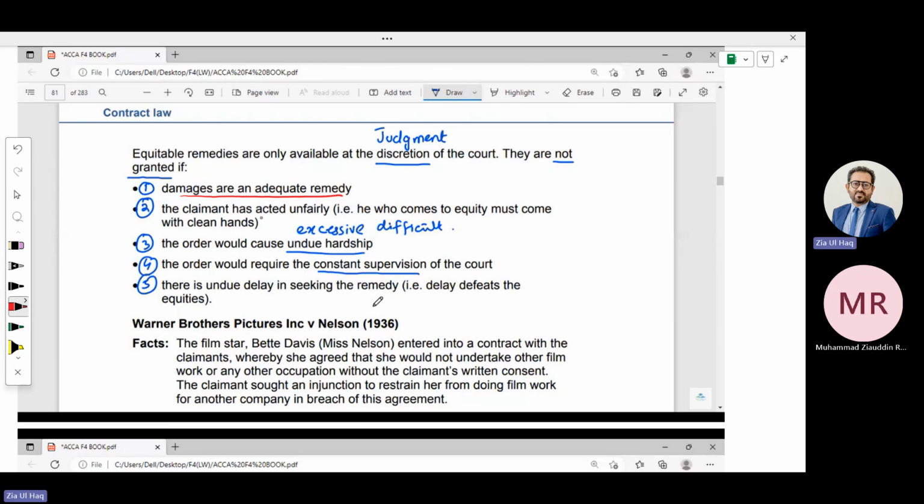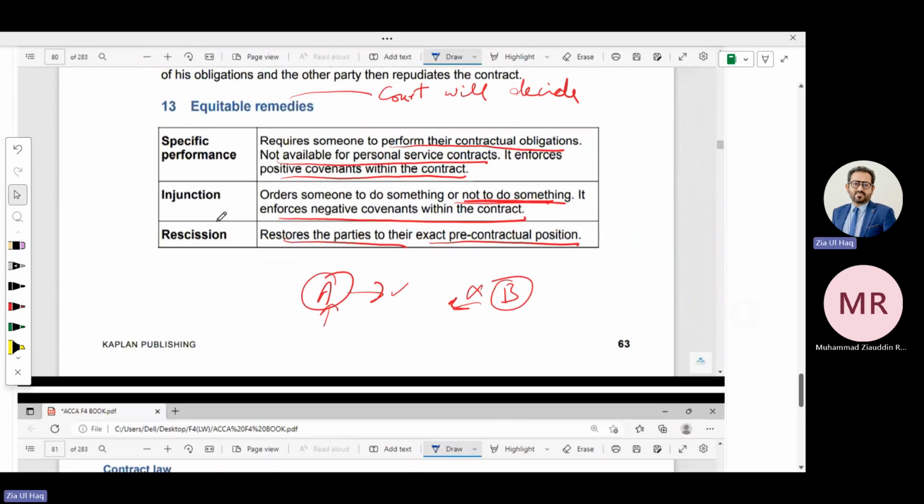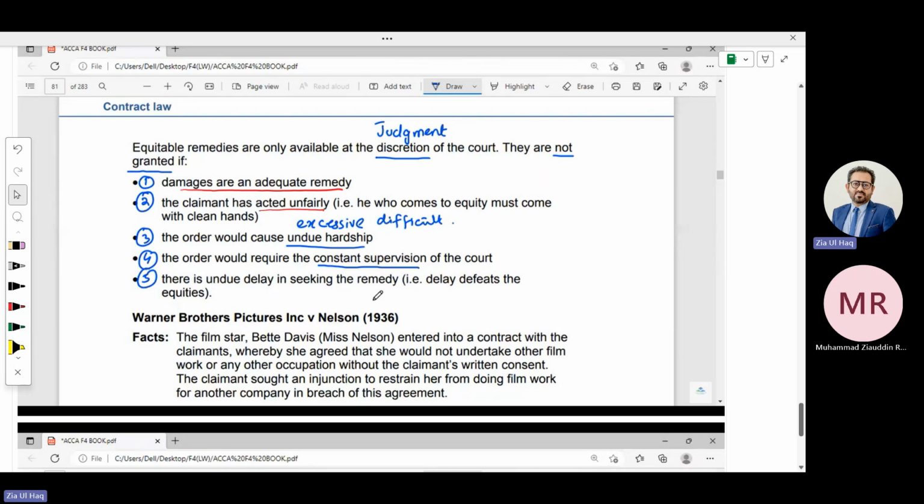The claimant has acted unfairly, where the claimant is at fault. In that case, the court will not ask the other party to do something or not to do something; there will be no equitable remedy, because the claimant who is suing the other party has acted unfairly. He is guilty himself as well, i.e. he who comes to equity must come with clean hands. I mean, he should not be guilty himself. If you are innocent, then the court will decide about equitable remedies. If you are guilty as well, there will be no equitable remedy.